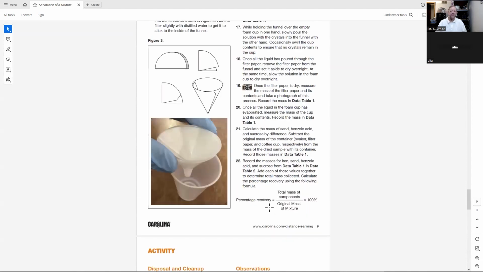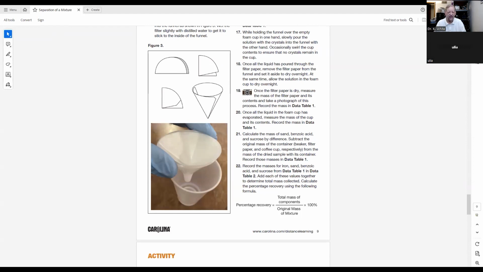Here it is. Percent recovery is the total mass of the components divided by the original mass of the mixture times 100. And there are only 4 questions, so why don't you answer all of them? And by the way, 2 of them are 2-part.